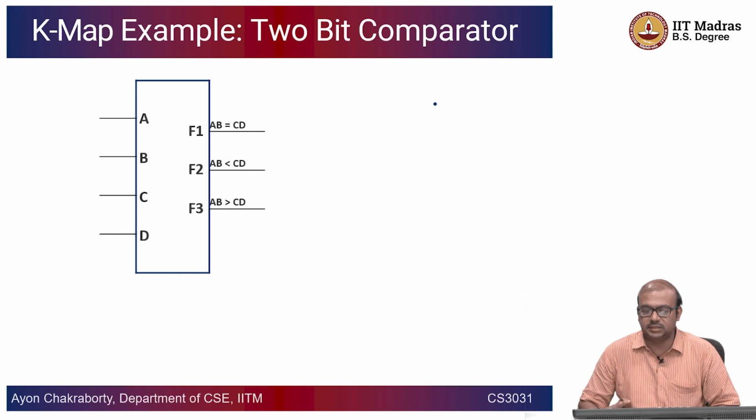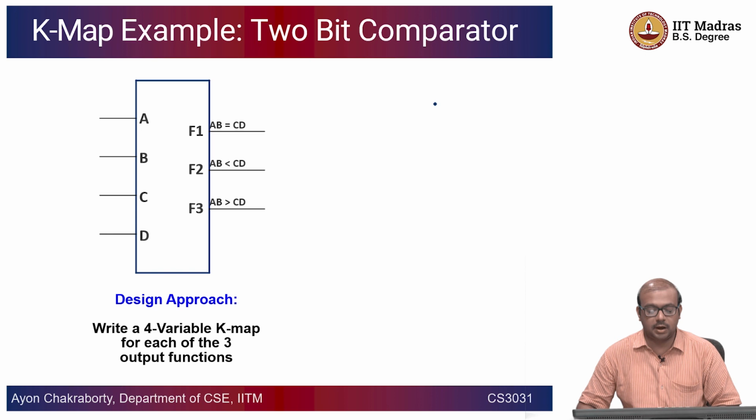Okay. So just make sure that you understand that. So F1 or F2 or F3 has to be 1, and at most one of them will be 1, not at least one of them, at most one of them has to be 1. So this is just for sanity checking your entire circuit, your truth table. Okay. So we are going to design a 4-variable Kmap for each of the 3 output functions.